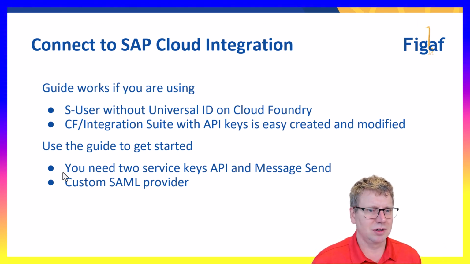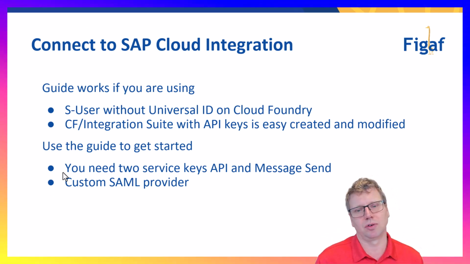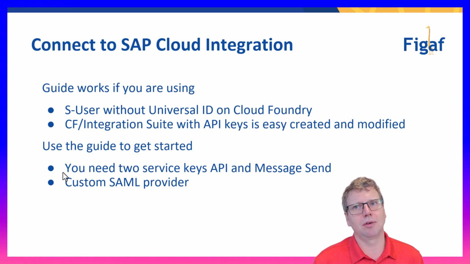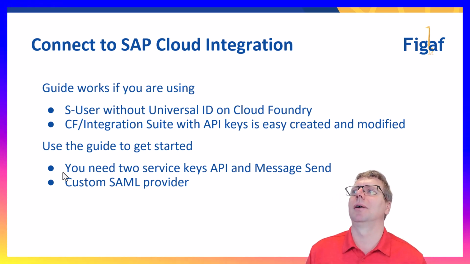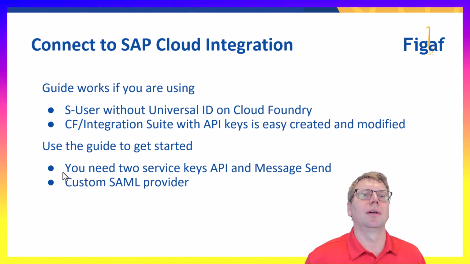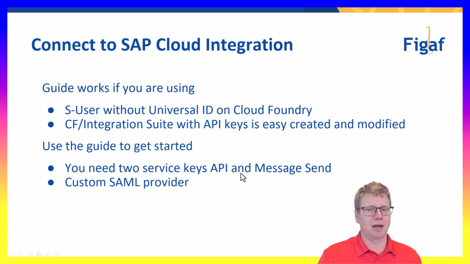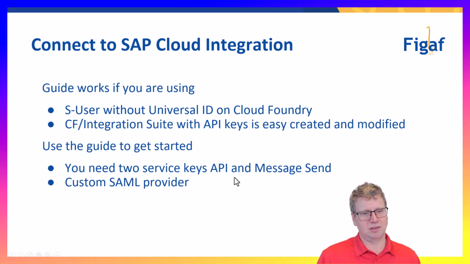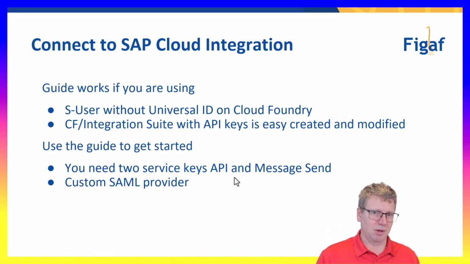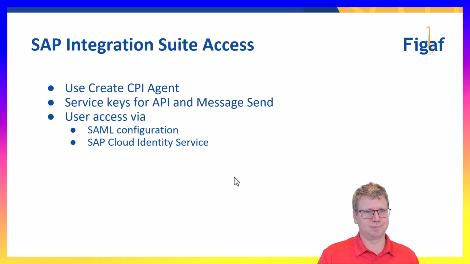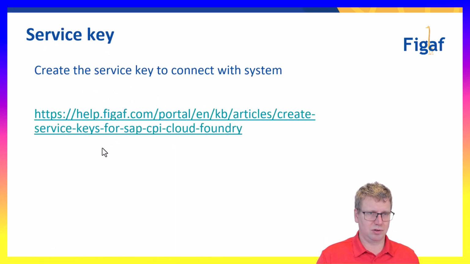Initially in Neo, we just needed an S user, and that was all we needed to do. In Cloud Foundry, it became more complex. We could still use your normal S user, but then we also got some public APIs that were easier to access and send messages on. And we built our custom SAML provider, and we have also implemented some new functionalities, so you can access Cloud Identity Services, getting service keys. Good.